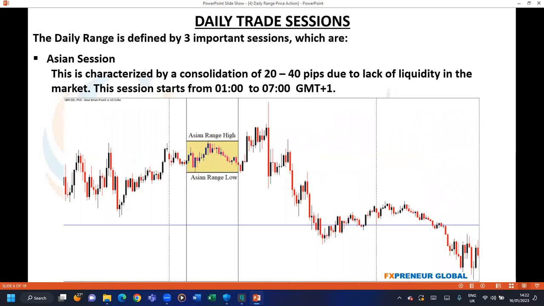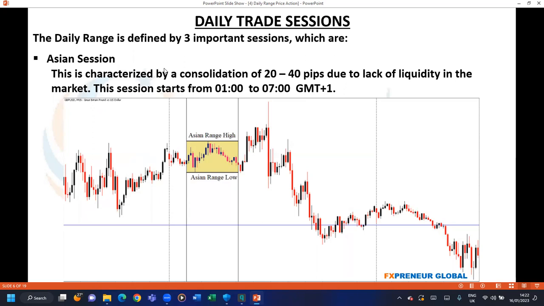Daily trade session. The daily range is defined by three important sessions. We are all aware that we have four trading sessions: Sydney, Tokyo, London, and the New York session. Now, in a daily range, talking about the smart money traders analogy, the daily range is defined by three important sessions, which are the Asian session, the London Open, and the New York Open.